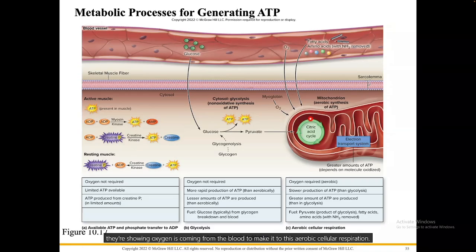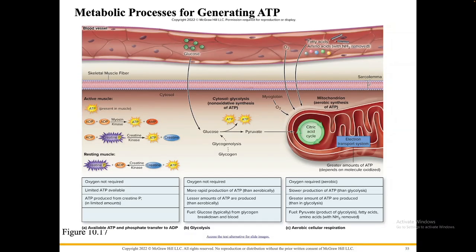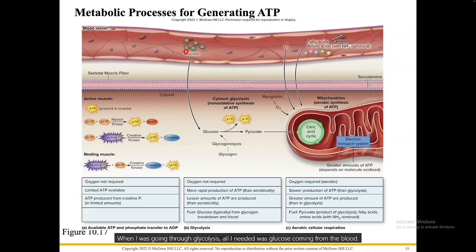They're showing oxygen is coming from the blood to make this aerobic cellular respiration. When I was going through glycolysis, all I needed was glucose coming from the blood. A little bit more in this video.